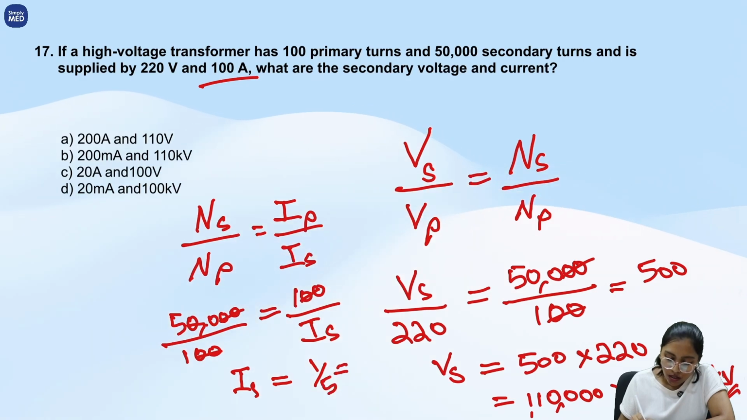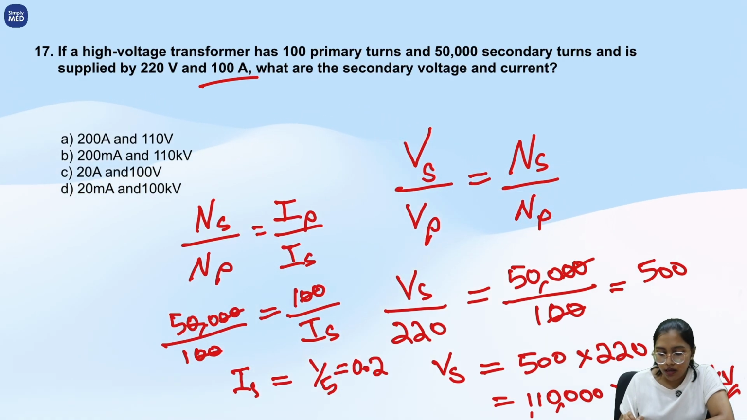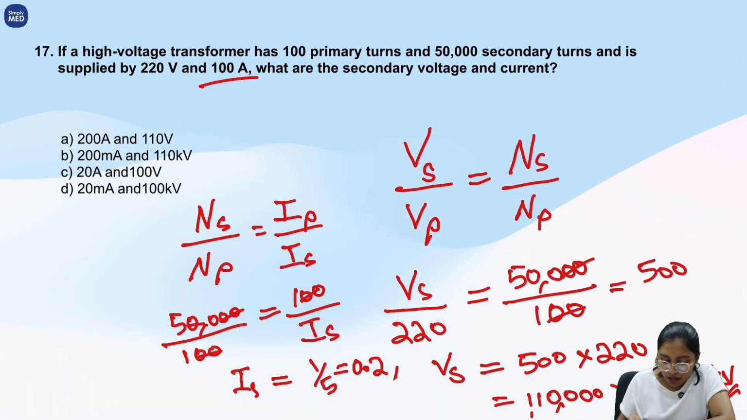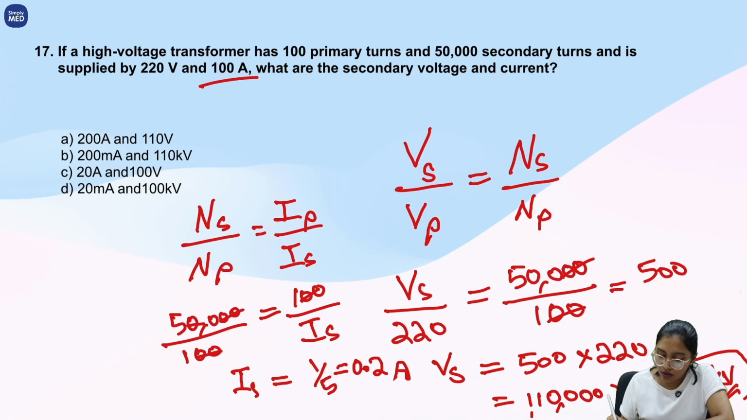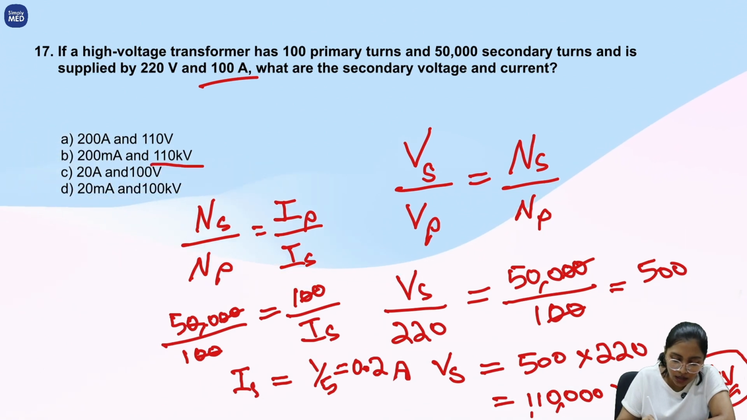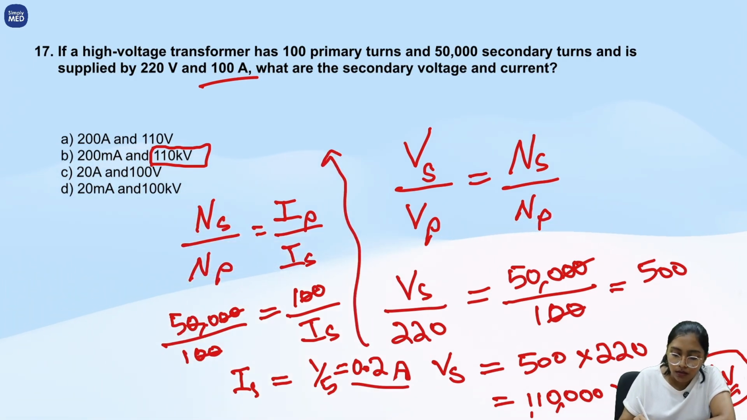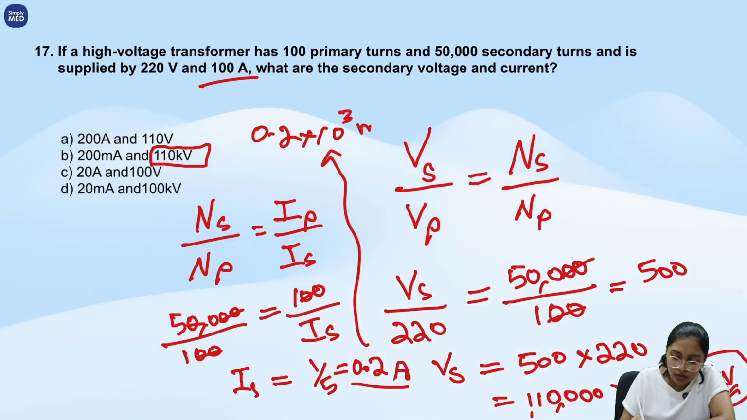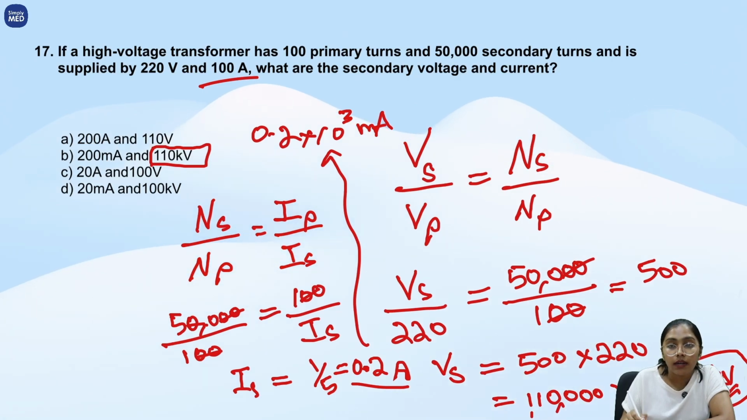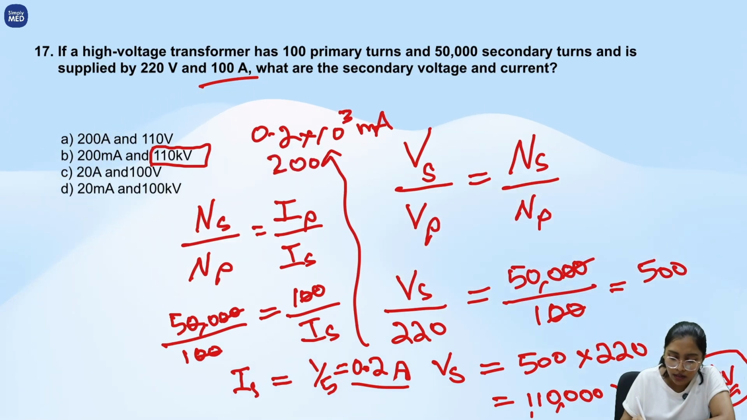1 by 5 is 0.2. Okay. So 0.2 amperes. So if we look, we can see the option 110 kV here, and 0.2 amperes we can't find, but the milliampere option is there. So 0.2 ampere can be converted into milliamperes. How can we convert? 0.2 into 10 raised to 3 is milliamperes. Okay. 0.2 into 1000 is how much? 200. So 200 milliampere. Okay. So we got the answer.